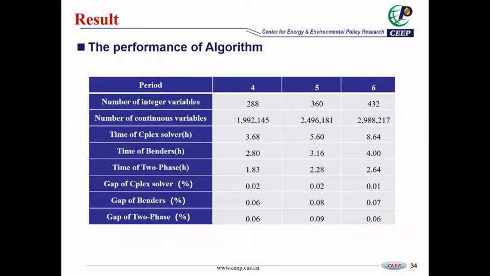various macro investment temporal spans: four periods, five periods, and six periods. For different temporal spans, there are different numbers of variables. From the table, we find that our improved algorithm allows us to obtain a feasible solution in a relatively short time with satisfactory accuracy in all temporal spans.